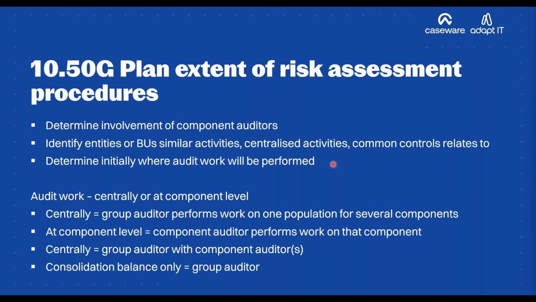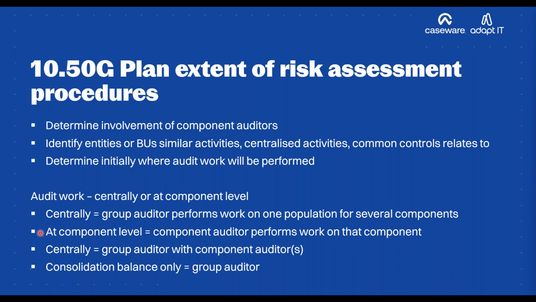But if I show you the document now, I don't want you to get a fright in terms of the questions or in terms of the different columns. So let's just remind ourselves again of these different options. We've got basically 4 combinations. So the audit work will be done either centrally or at component level, or a combination of that. And then centrally will be where the group auditor performs work on one population for several components. And then at component level is where the component auditor performs work on the component.